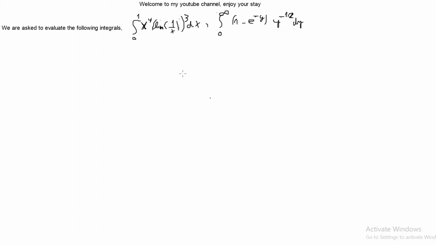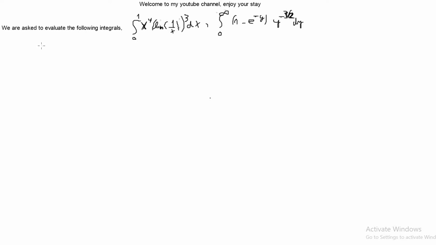We are asked to evaluate the following integrals. Integral from 0 to 1, x to the fourth, ln of 1 over x, everything raised to the power of 3, and the integral from 0 to infinity of 1 minus e to the minus y, multiplied by y to the power of minus 3 over 2, sorry. It should be 3 over 2 because it wouldn't converge otherwise. Okay, to the power of minus 3 over 2. So we are asked to evaluate those integrals. Okay, let's begin with the first one.